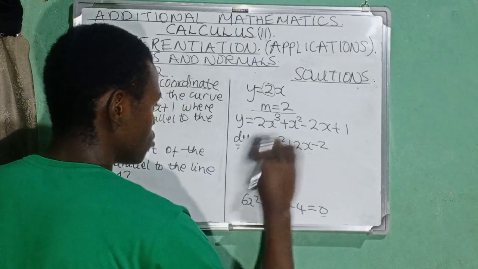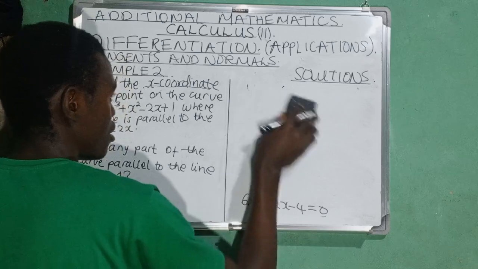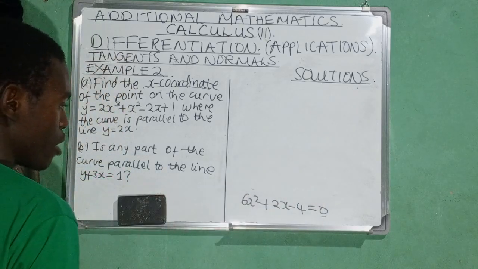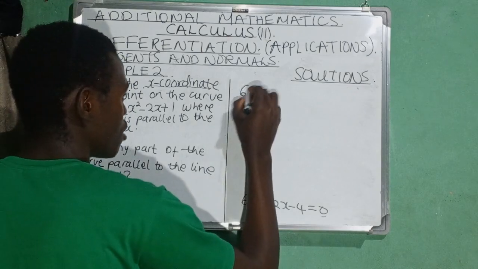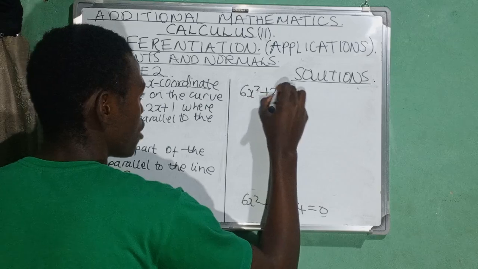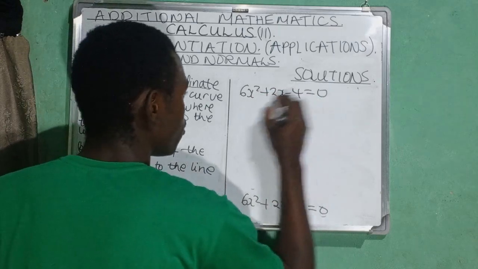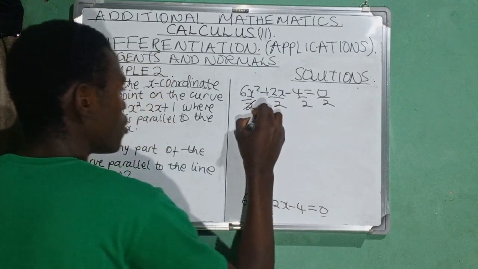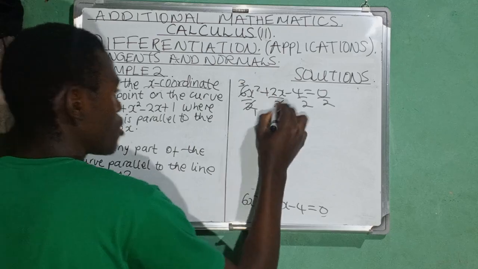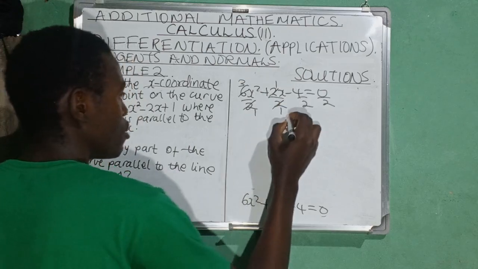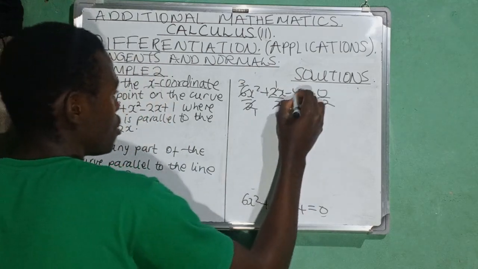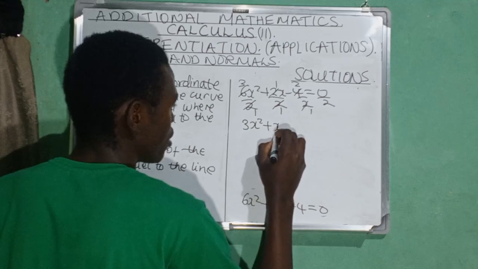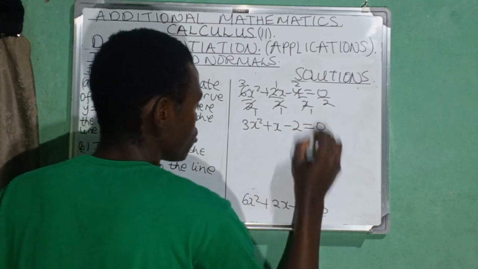Then to continue, you clean up like that. You solve the quadratic, which is 6x squared plus 2x minus 4 is equal to 0. We divide throughout by 2. 2 can go into itself 1, into 6 it's a 3. Into 2 it's a 1. Into 4 it's a 2. So 3x squared plus x minus 2 is equal to 0.